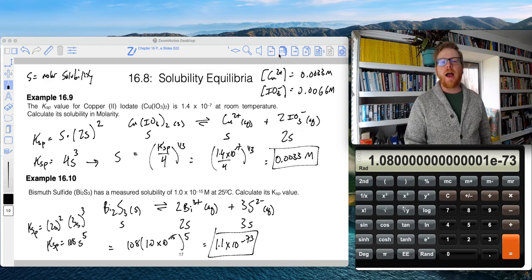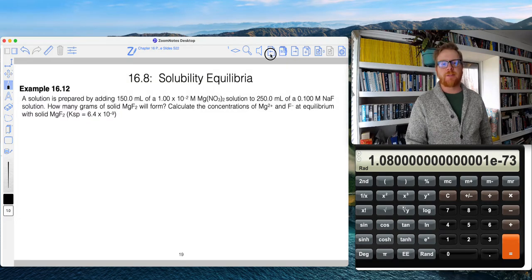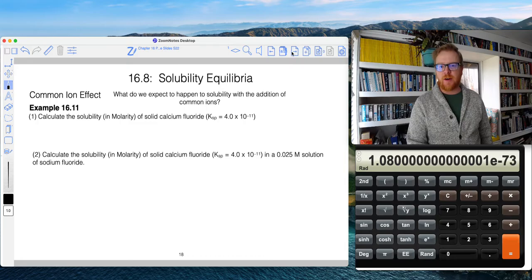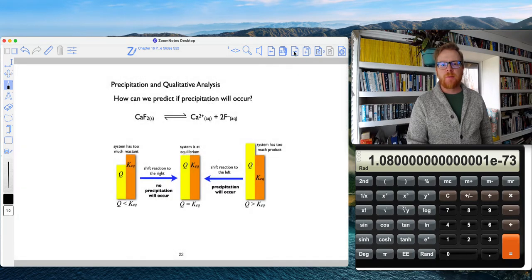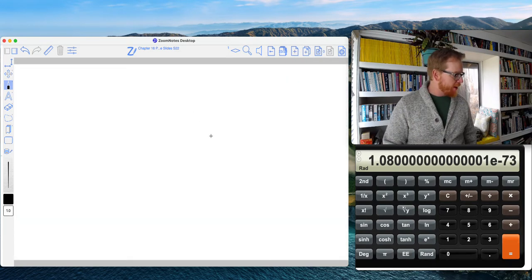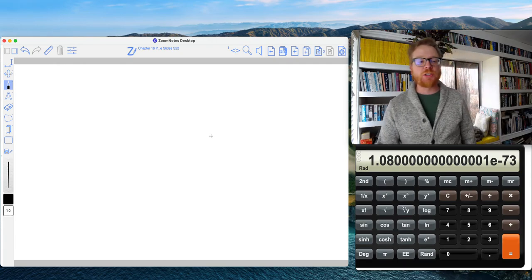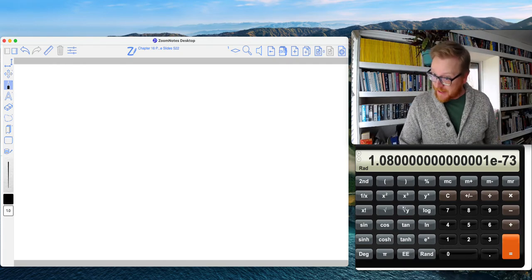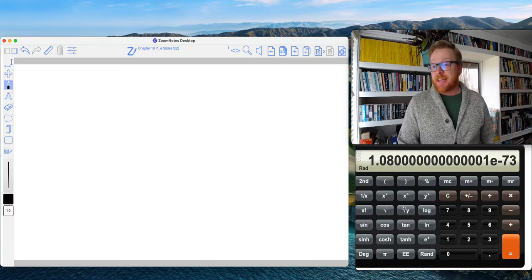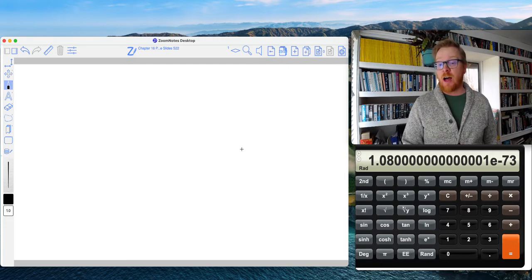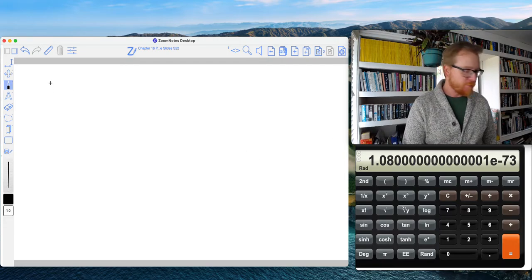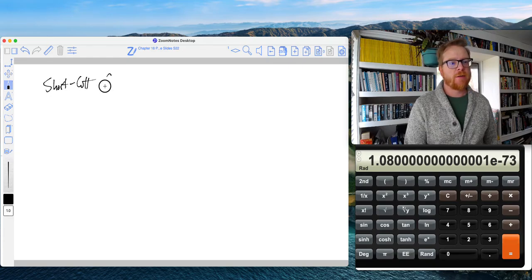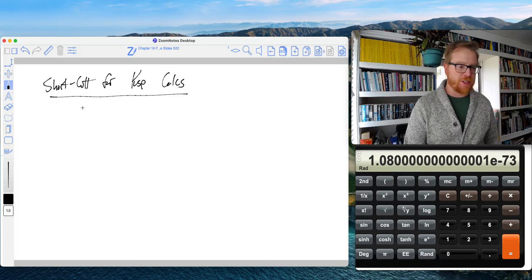Folks, before I go on to our next slide of calculations, I want to deviate from my slides here. I forgot to make a slide for this. I want to show a shortcut for how to use KSP based on our solids formula. Okay, so we're going to say shortcut for KSP calculations.